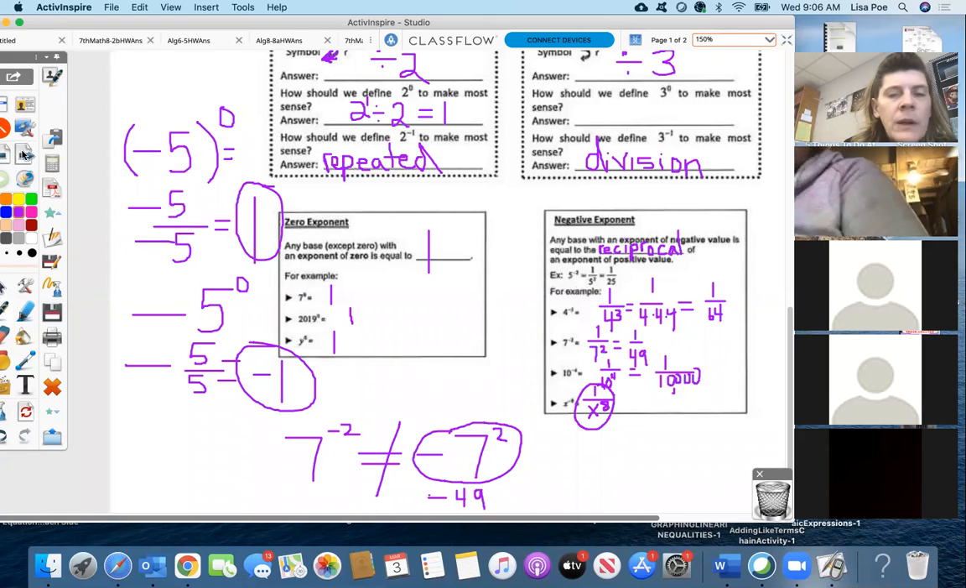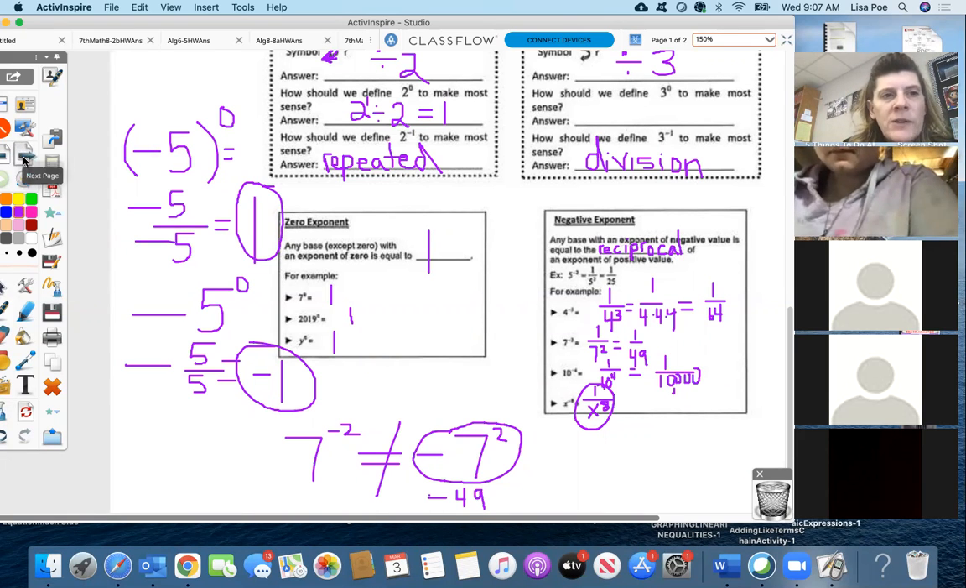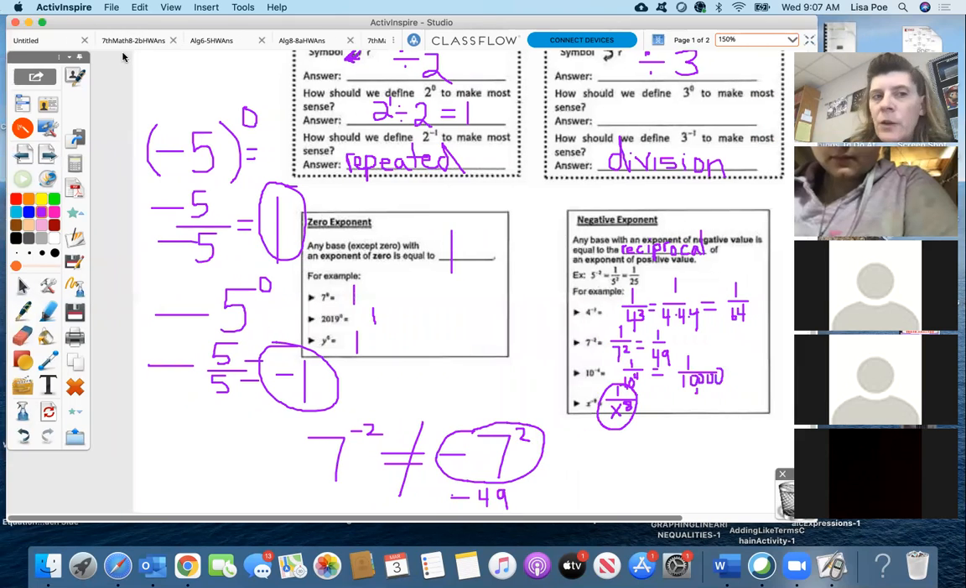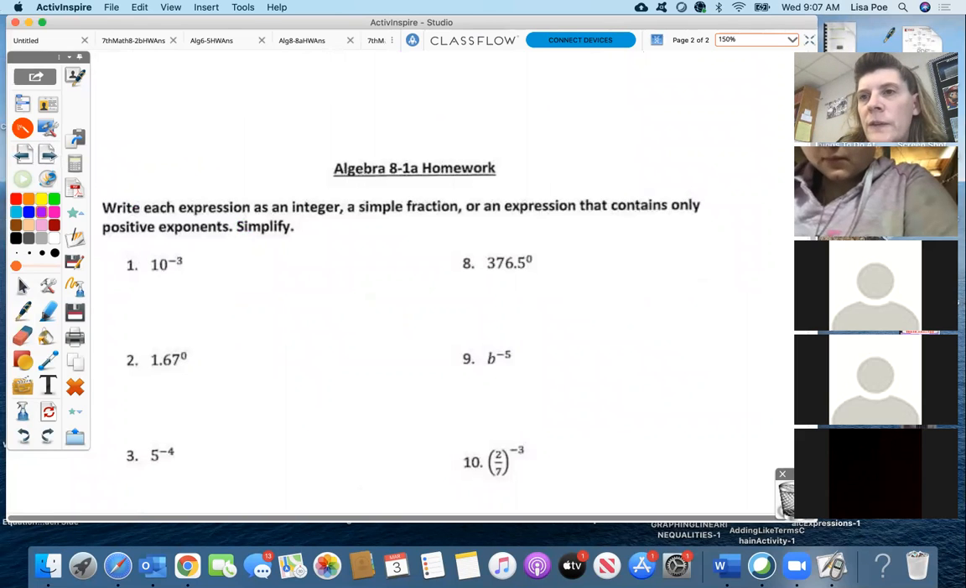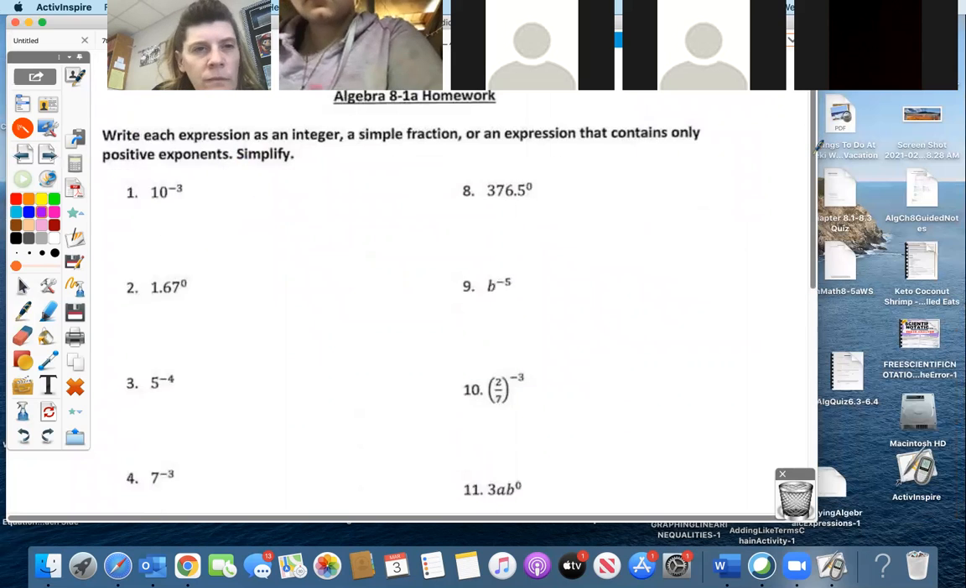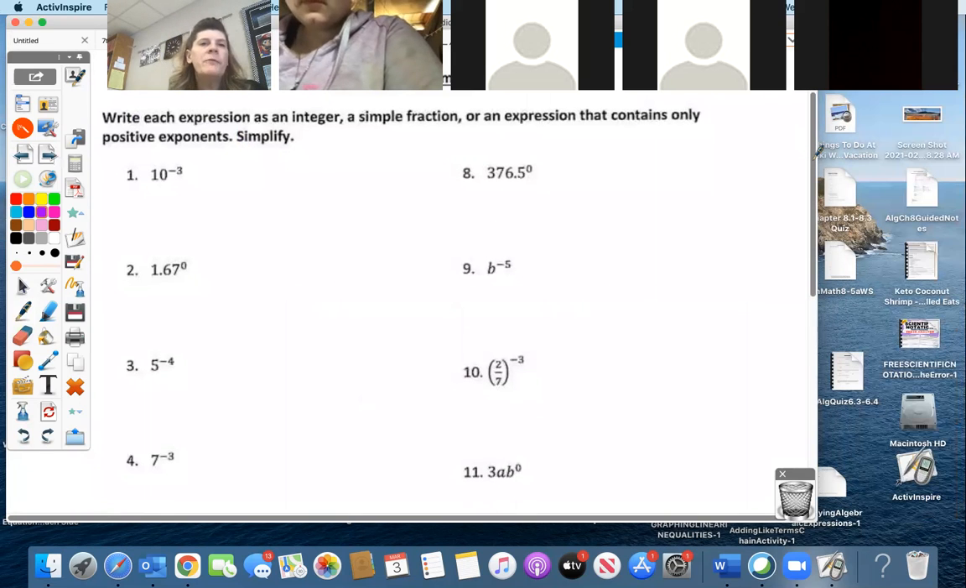Okay. All right. So do you guys have questions on this? I know it's totally different. All right. Now this is your homework. This is what we're going to be grading on Friday. So you're going to simplify them so they have positive exponents, or simplify them out.